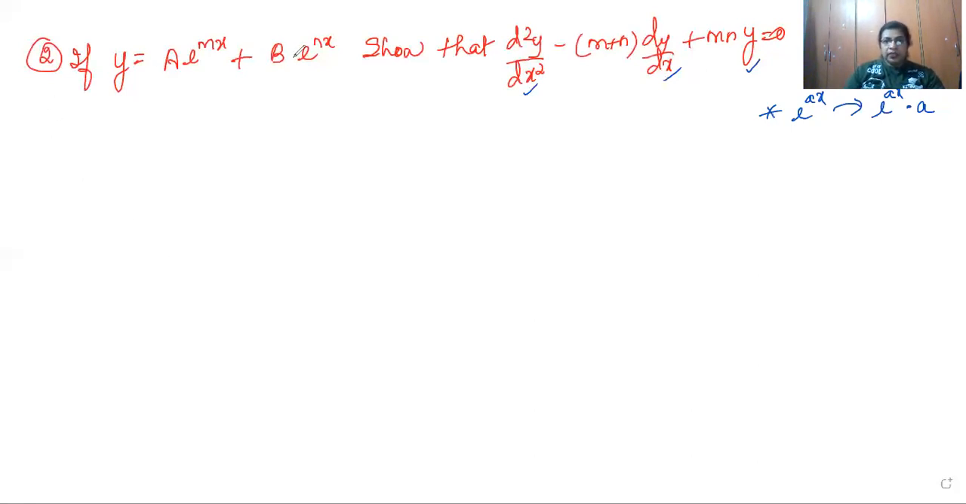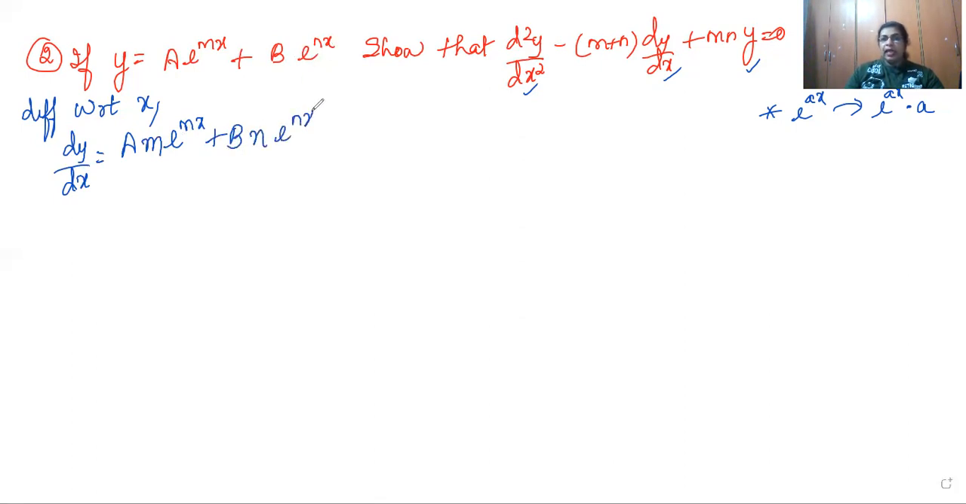So the question is given to me. I differentiate with respect to x. What do I get here? dy by dx is equal to a as it is, e power mx, what is it? e power mx into m. That m I'm going to write here. Plus b into, what is e power nx's derivative? n into e power nx. Done, dy by dx is over.